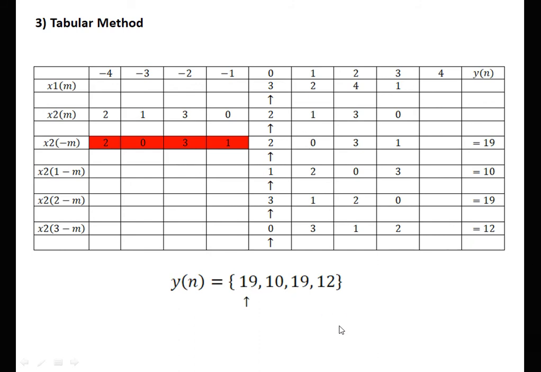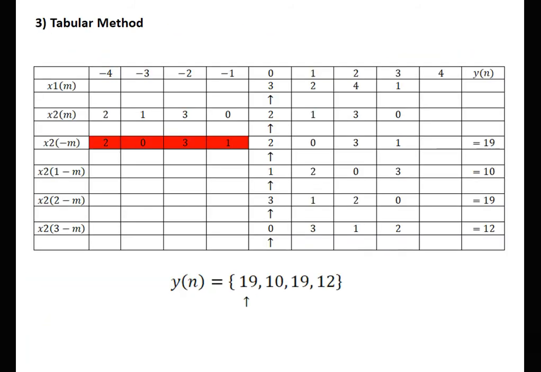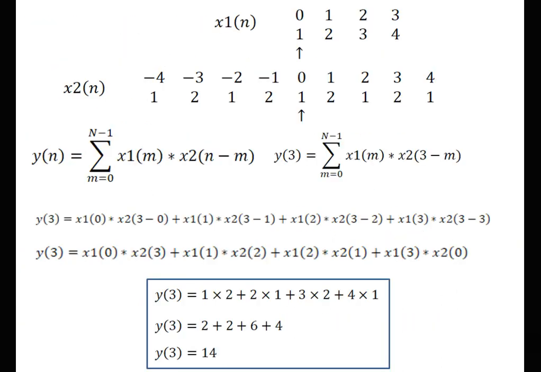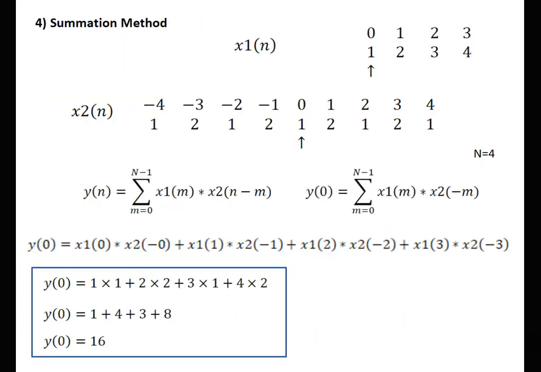So this is the tabular method. Now I have not explained the summation method, because in the summation method you just require to plot these two signals and just take the corresponding elements and their multiplication. It is very easy, but this method is tedious. So better you follow the first, second and third method.